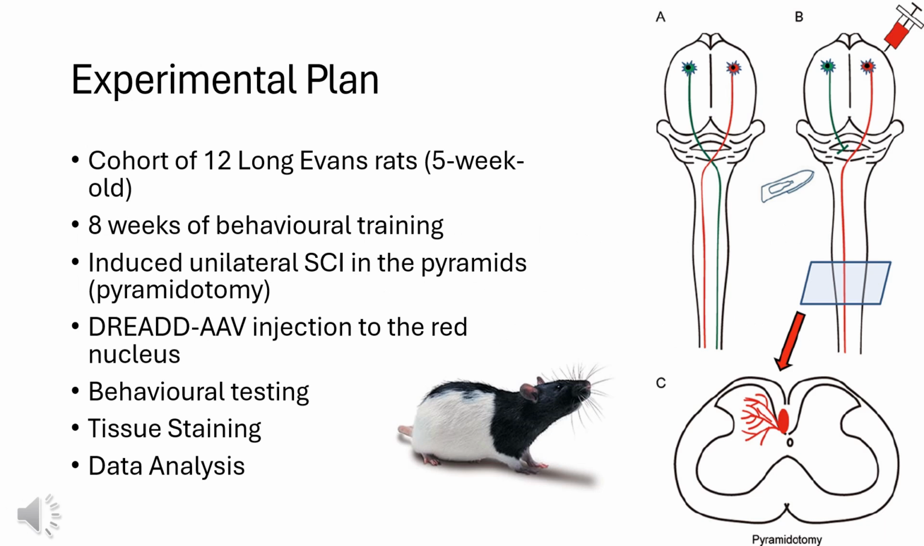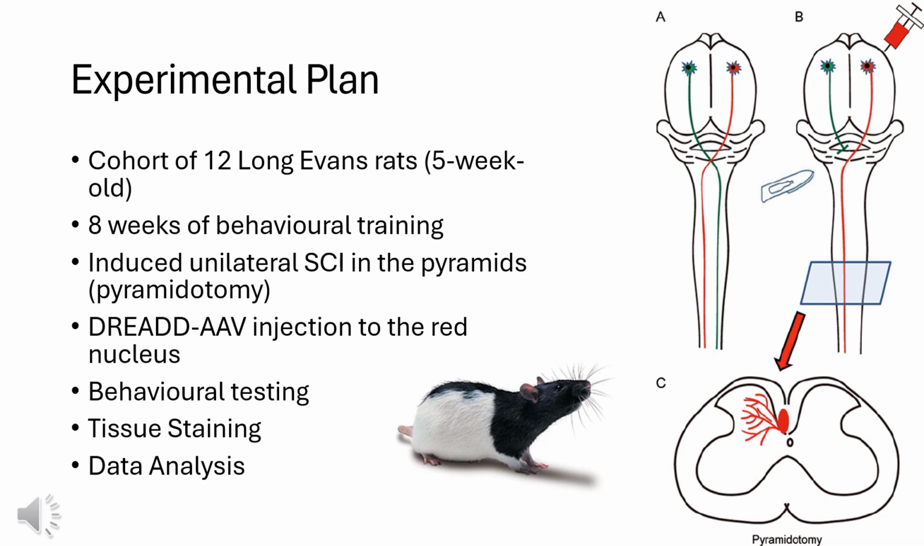Using a cohort of 12 Long Evans rats, a famed breed for their intelligence when it comes to skilled behaviors, they'll be trained for 8 weeks to excel in an array of tasks, which will be explained in an upcoming slide. A unilateral spinal cord injury in the pyramids, or a pyramidotomy, shown on the right image here, is used to completely sever the cortical spinal tract and rubrospinal tract on one side of the body.